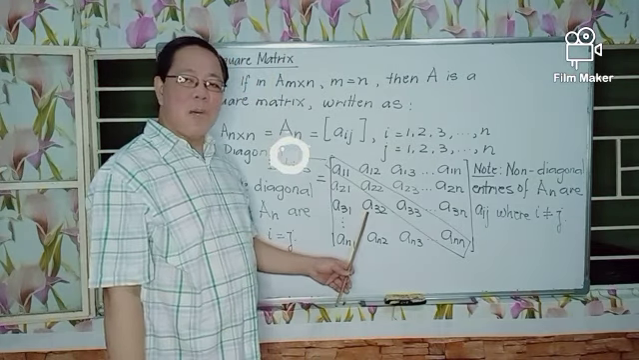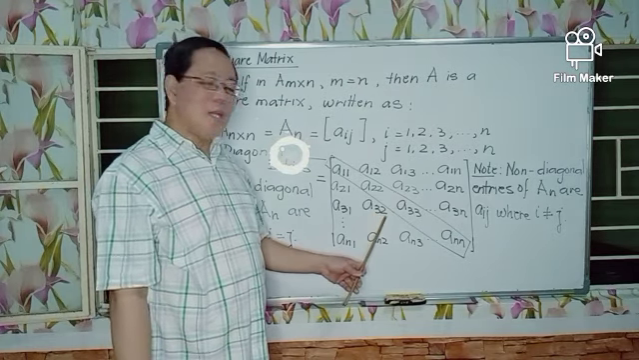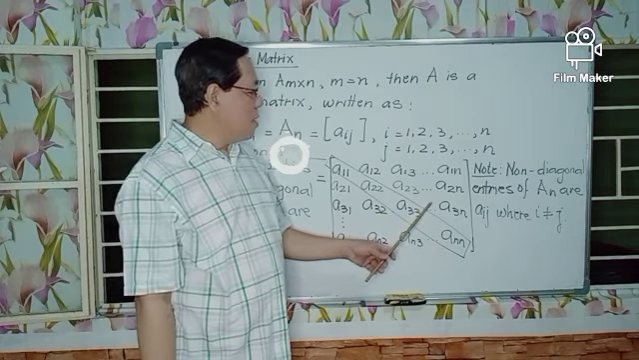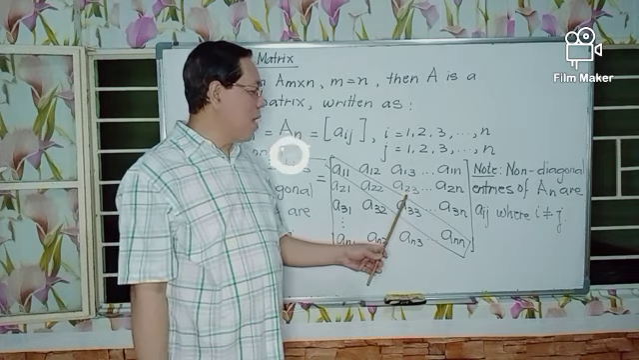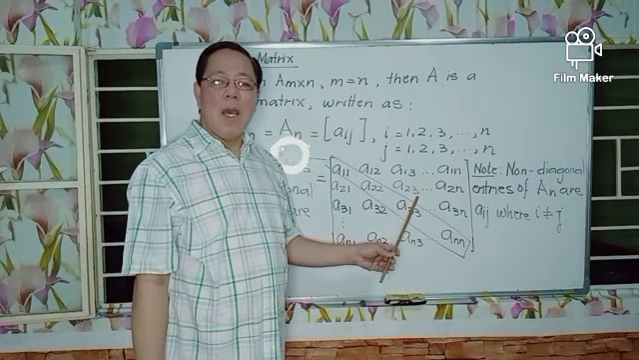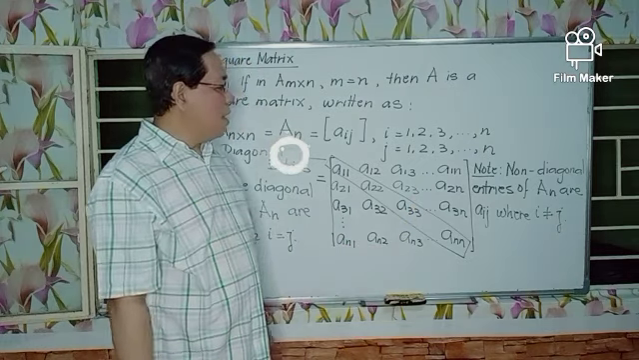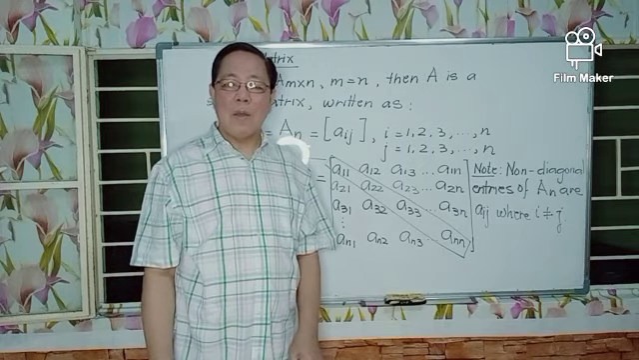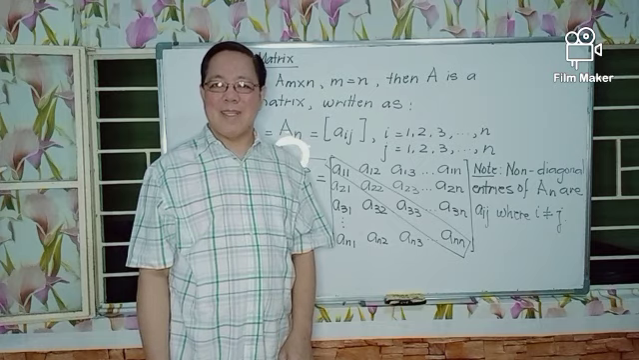Like a sub 32, you can see that i is 3 and j is 2, and i is not equal to j. a sub 23 is a non-diagonal entry where i is 2 and j is 3, and i is not equal to j. Now, not every matrix has diagonal entries. Only square matrices have diagonal entries.